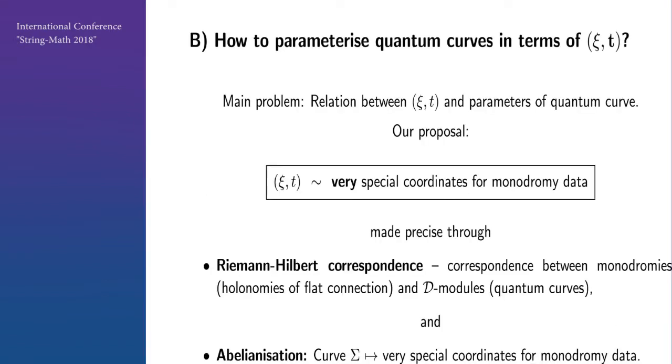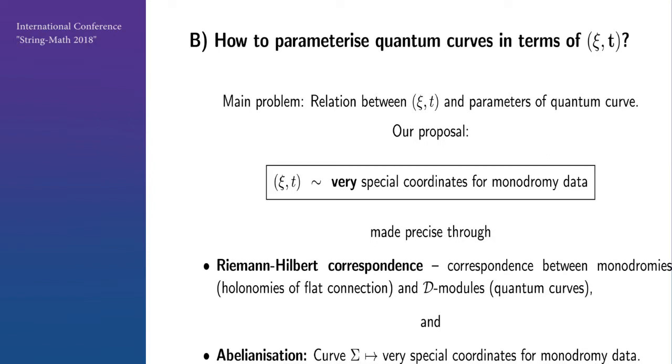All right, so we have done the first steps. We have a machine, thanks to Sato, Jimbo, Segal, Wilson, for associating to our quantum curve states in the fermionic Fock space and to turn it into partition functions. The main problem that remains is to find the relation between zeta and t and the parameters of the quantum curve. So the proposal in a rough form is that zeta and t will have a simple correspondence to very special coordinates of the monodromy data of this differential equation.